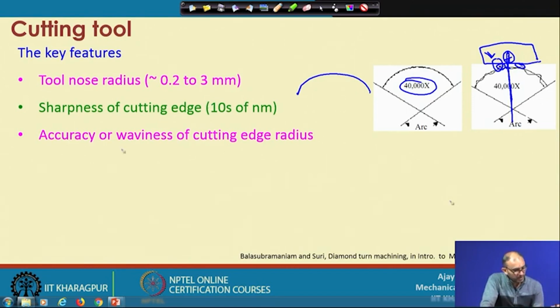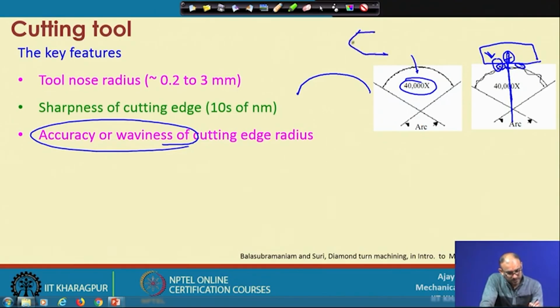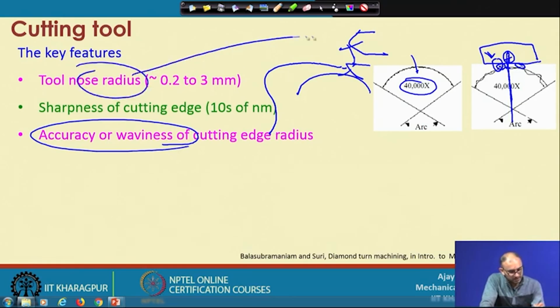So, you also have to find out the accuracy or the waviness of the cutting edge radius. Right now we are talking about the nose radius, but if you look at this cross section, this is the nose radius, and if you cut through it, you will find this is the surface. So, this is the cutting edge radius, and this one is the nose radius. Both are important, so we have to maintain the waviness and accuracy of the cutting edge radius as well as the nose radius.